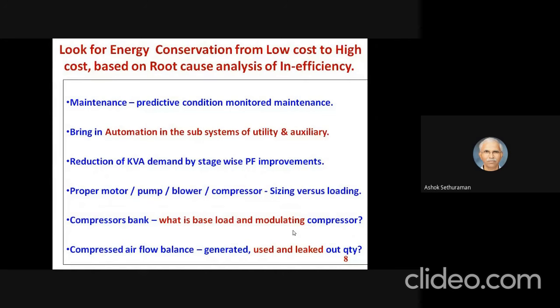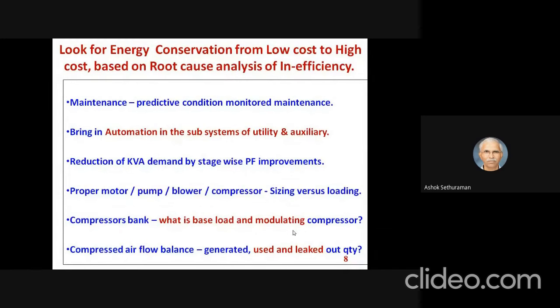See, where the harmonics can be arrested at the point of the VFD, that is more important. And where the power factor improvement is to be done at the load, that is more important, not at the powerhouse. Then comes the motors or pumps or blowers or compressors. What is the sizing and what is the loading? See, these are all the random views you get on the first day. Sizing and loading will decide whether the utility machine is operated correctly or wrongly.